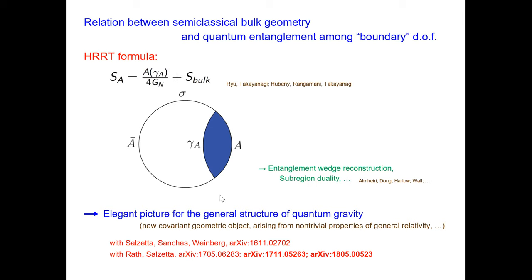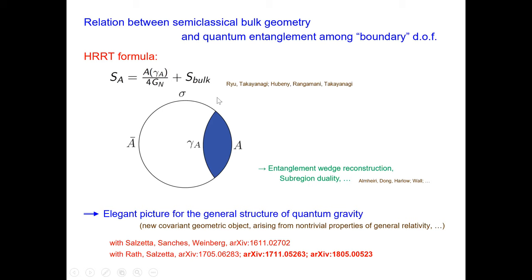In particular, I must use the HRT, Hubeny-Rangamani-Takayanagi formula, started by Ryu and Takayanagi. If you take the boundary and a subregion A here, then the entanglement entropy, or von Neumann entropy, of this region A in the boundary theory is given by the area of this minimal surface gamma A, minimizing the surface whose boundary is anchored to the boundary of A.